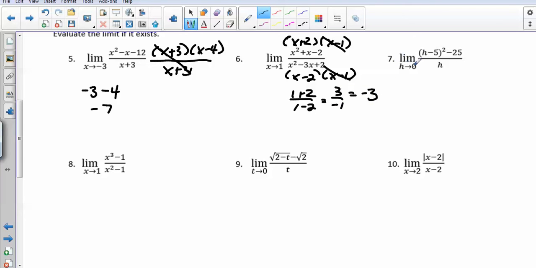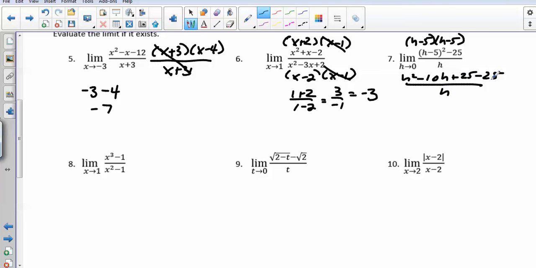Alright, in 7, if I substitute 0 in directly, I'm going to get the square of negative 5, which is 25, minus 25 over h. So what I'm going to do is I'm going to expand this binomial. I'm going to multiply h minus 5 times h minus 5. And I get h squared. Minus 5h makes minus 10h. Negative 5 times negative 5 is positive 25. And minus 25 over h.